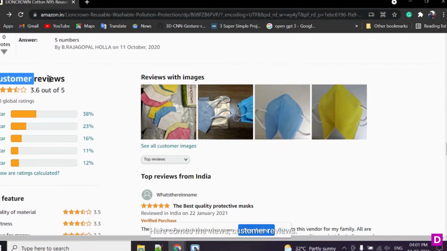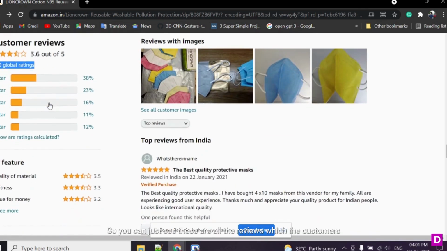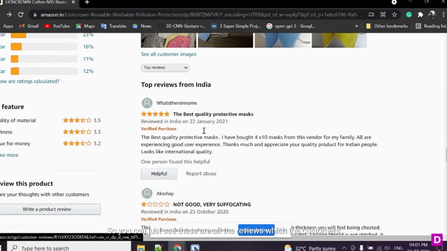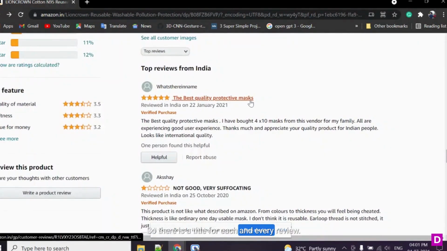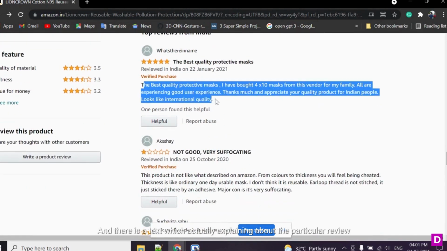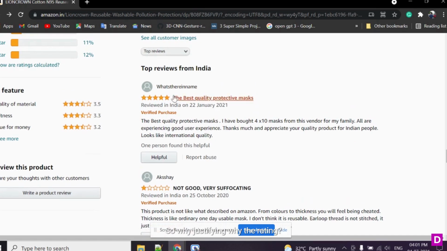Here come the customer reviews. What does it convey to us? By this we can clearly see that out of 5, we are getting a 3.6 rating for this particular product, and overall 380 people contributed by reviewing the product. These are all the reviews which the customers are making. There is a title for each review, and there is a text explaining the review, justifying the rating.